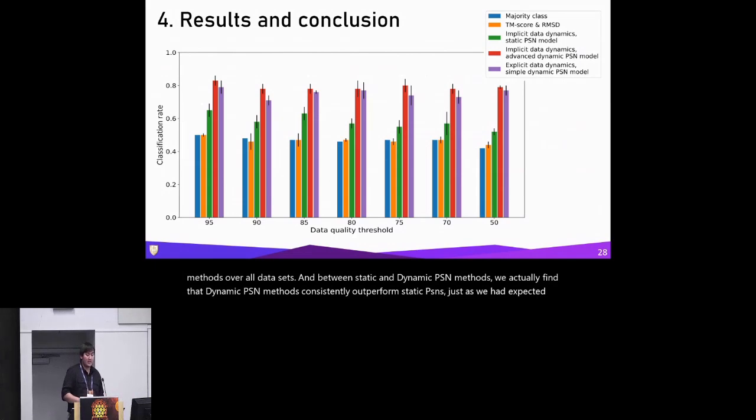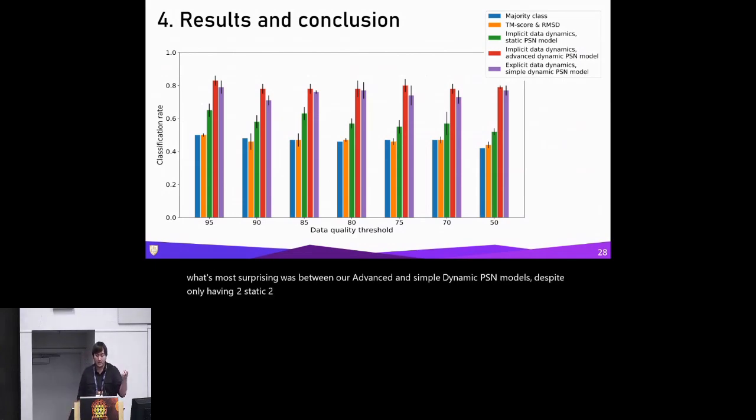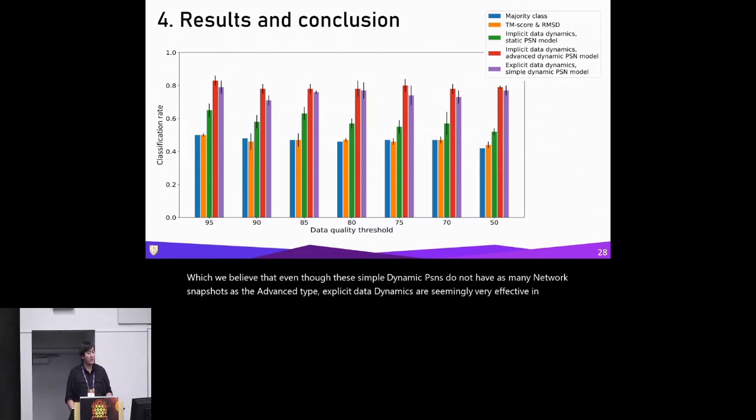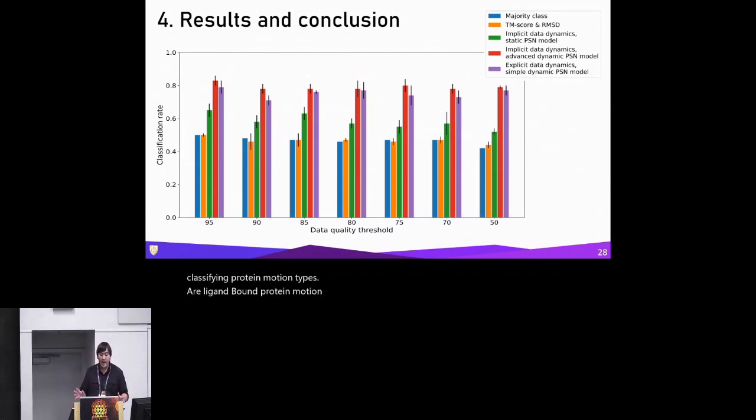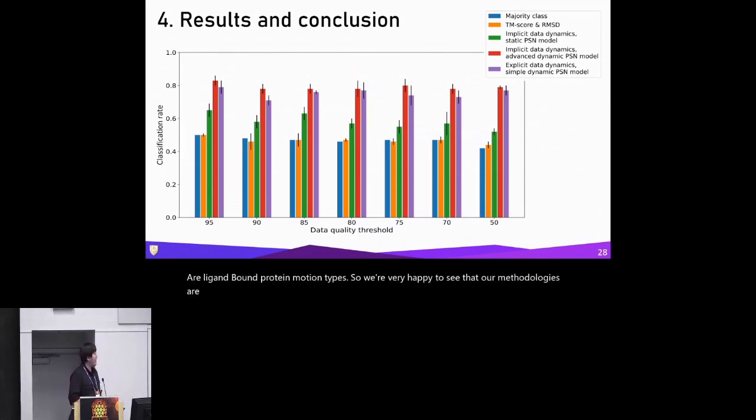But what's most surprising was between our advanced and simple dynamic PSN models, despite only having 2 snapshots in the simple PSN model, they were still performing within standard deviation of the advanced dynamic PSN model for the majority of these data sets. Which we believe shows that even though these simple dynamic PSNs do not have as many network snapshots as the advanced type, explicit data dynamics are seemingly very effective in classifying protein motion types, or ligand-bound protein motion types. So we're very happy to see that our methodologies are also robust to noise and data quality, as you can see.